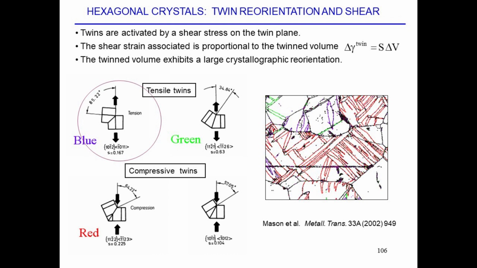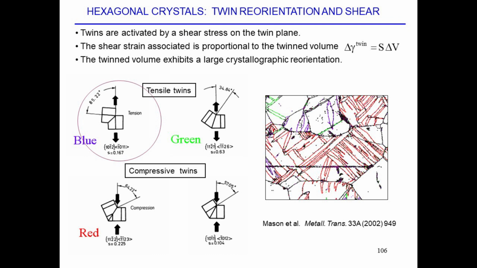Now, if the twin is treated as a pseudo slip system, so we use the same law, we calculate the shear rate contributed by the twin, and the shear rate multiplied by delta t gives you a delta gamma of twinning. So for these domains to contribute a certain delta gamma, there is a certain volume associated. The more delta gamma they contribute, the larger the volume has to be. The proportionality constant is what is called the characteristic twin shear S. The characteristic twin shear S is listed here. For these two twins, it is a relatively small number, 0.16 and 0.22.